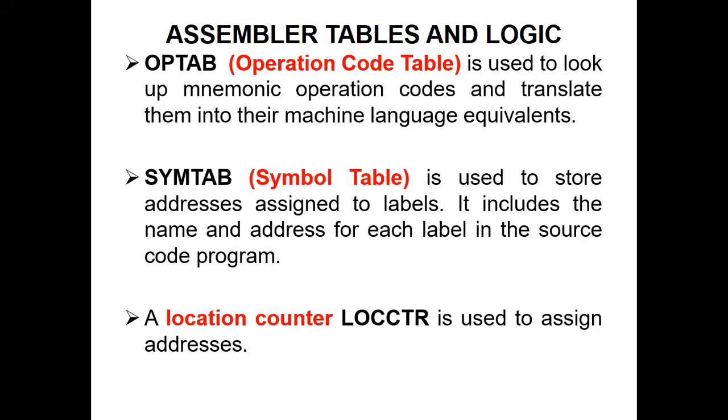So we have a counter which helps you to count, or in other words, to determine the addresses of the symbols. So we usually ask what their functions are: the operation code table, or OPTAB, the symbol table, and then the location counter.